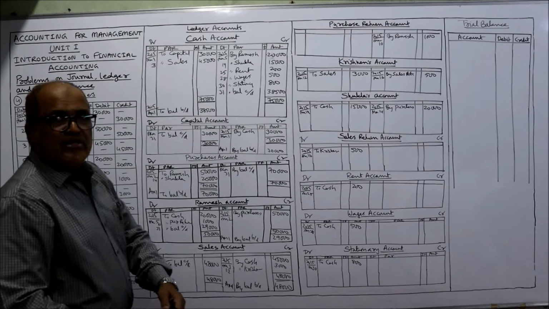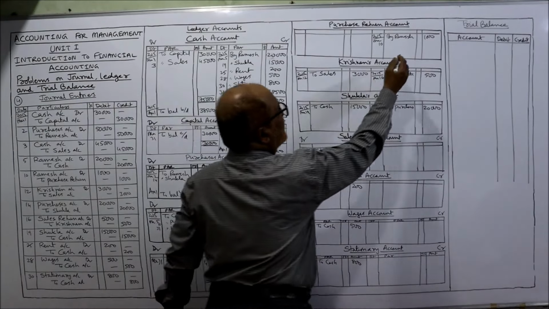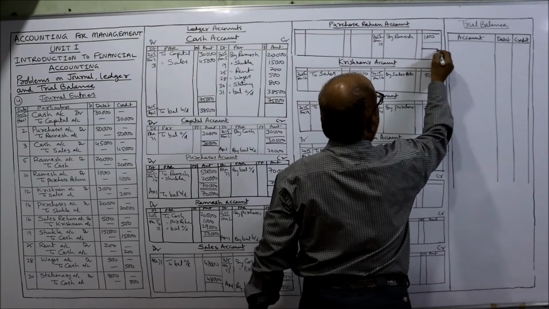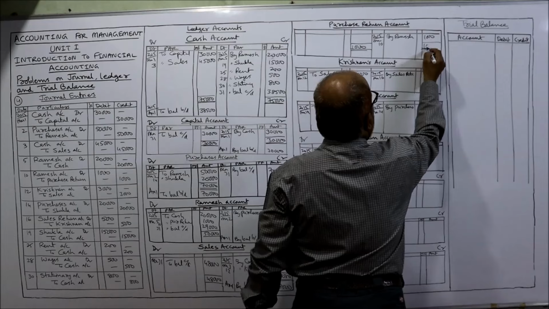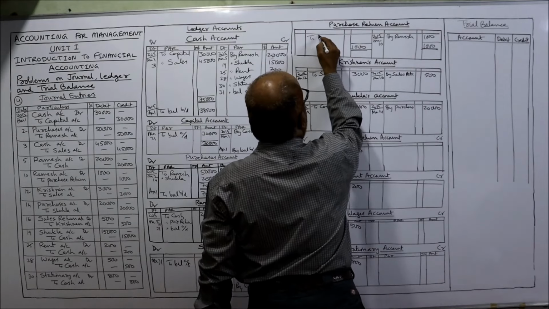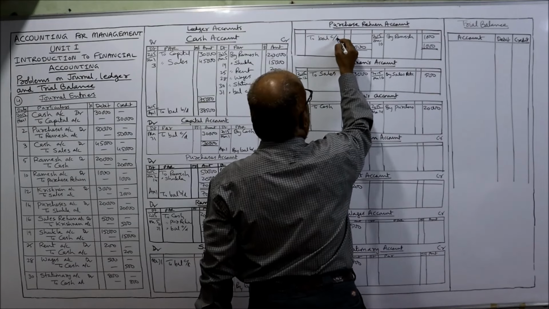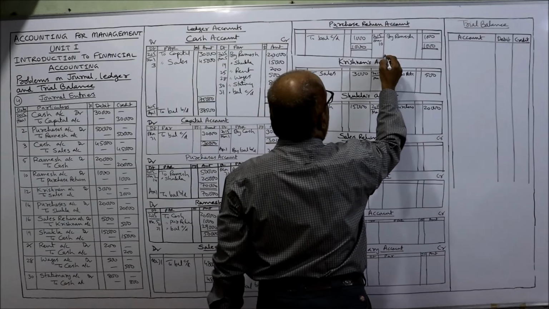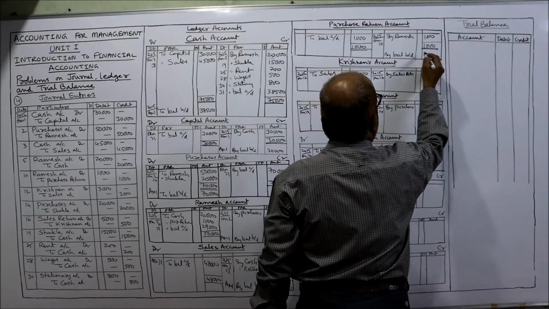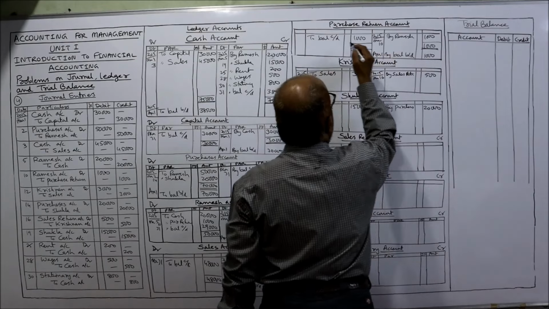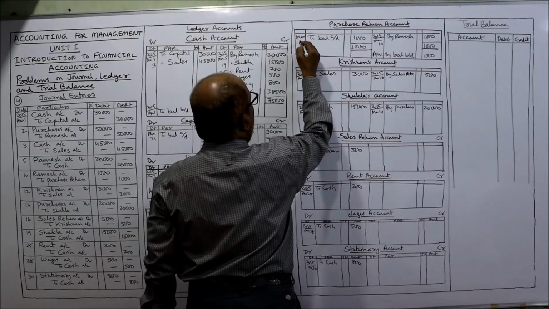Now we'll close the purchase return account. Purchase return account, credit side 1,000. Nothing is there on the debit side. The same 1,000 I am taking here, to balance carried down 1,000. By balance brought down 1,000. This is April 1. This is March 31st.